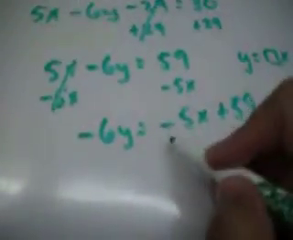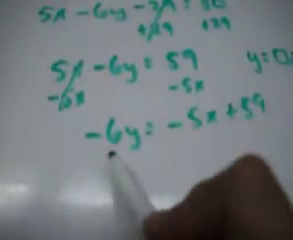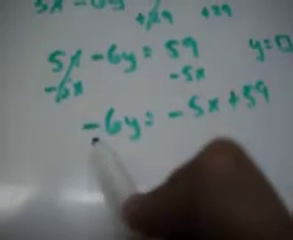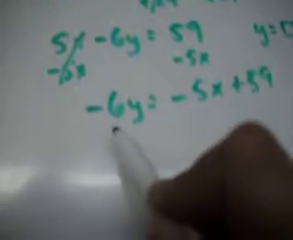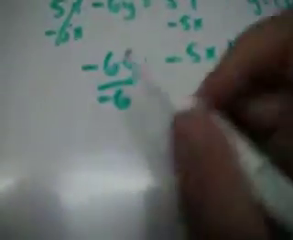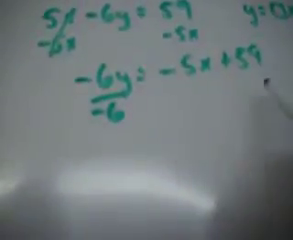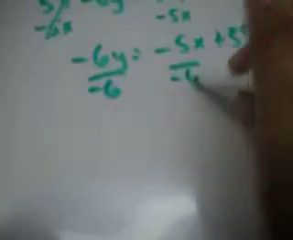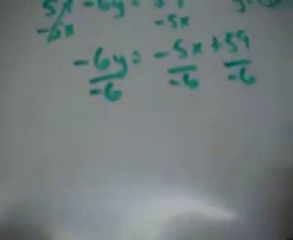So just continuing on here, y is not by itself, so I'm going to continue by dividing the negative 6 here. And what you do to one side, you have to do to every part in the other side. So I'm going to divide by negative 6, divide by negative 6. This cancels out, and I'm left with just y. And a negative becomes a positive.